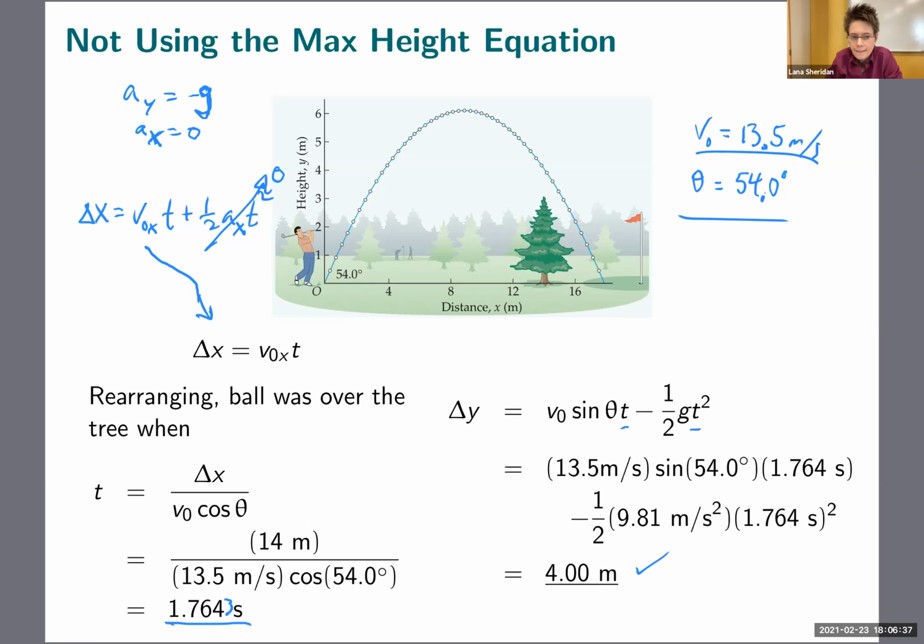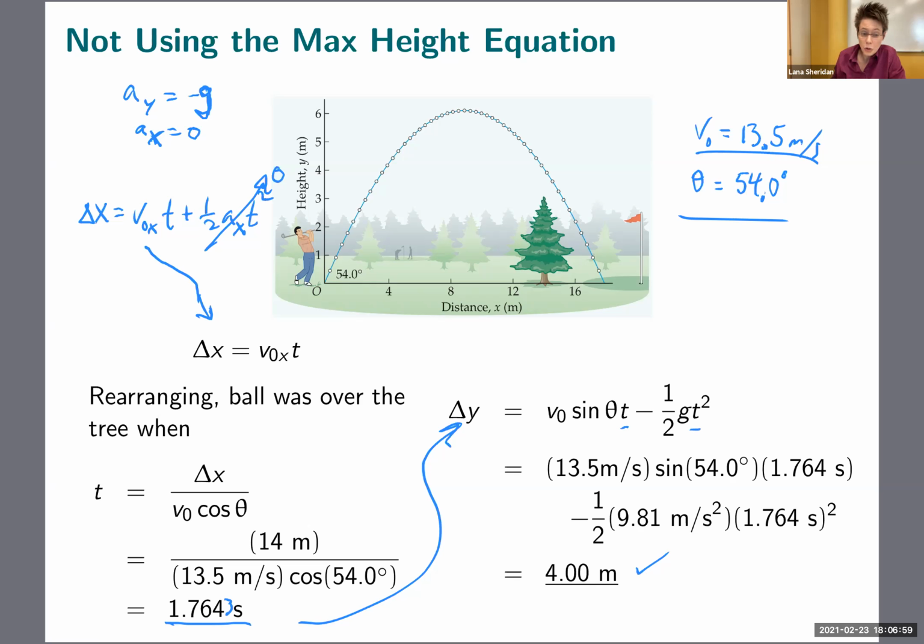Because you would like to get a more accurate answer? I would like to have a more accurate answer for delta y. If I trim the significant figures early, time is not what I'm asked for. It's just something I'm using in the middle. If I trim those significant figures early, then I'm going to get a less accurate answer. So I want to keep as many as I can.